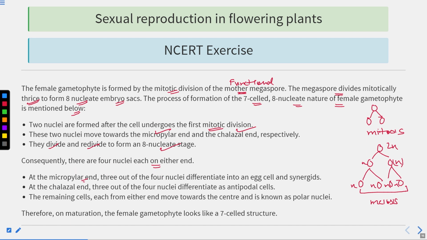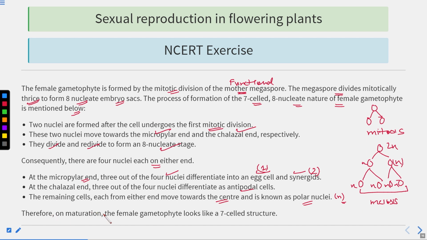Now at the micropylar end, 3 out of the 4 nuclei differentiate into the egg cell as well as the synergids. So there is 1 egg cell and there are 2 synergids. Clear? At the chalazal end, what happens? 3 out of the 4 nuclei differentiate as the antipodals. And the remaining nuclei, one from either end, move toward the center and are known as the polar nuclei. These polar nuclei are also haploid.